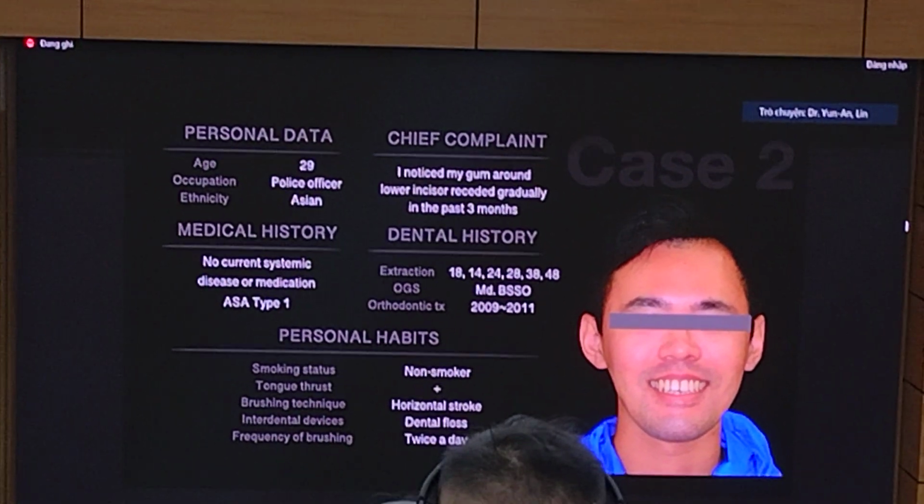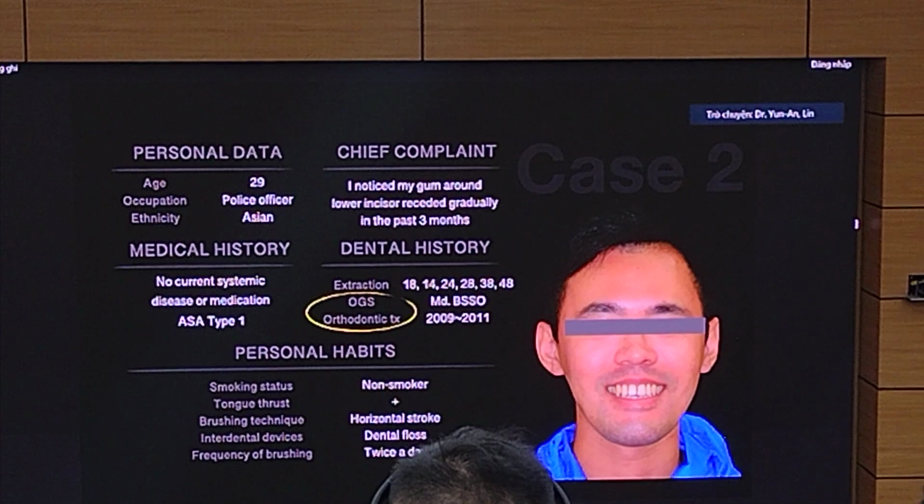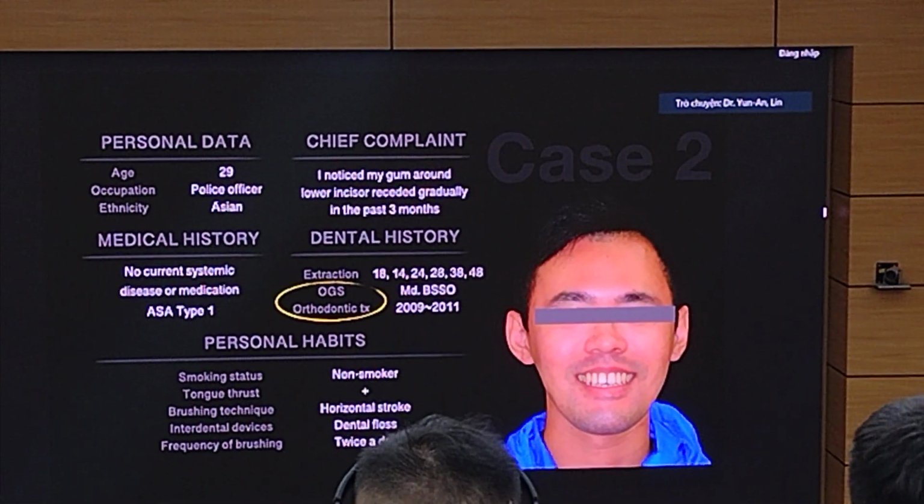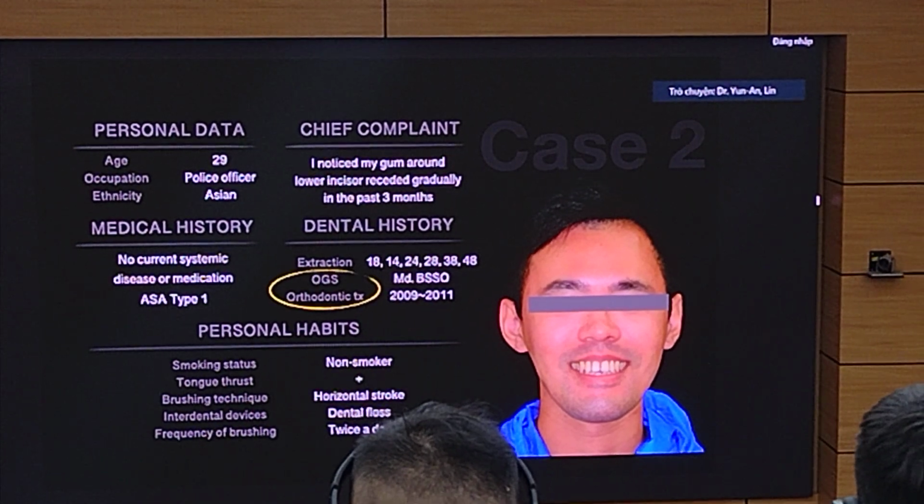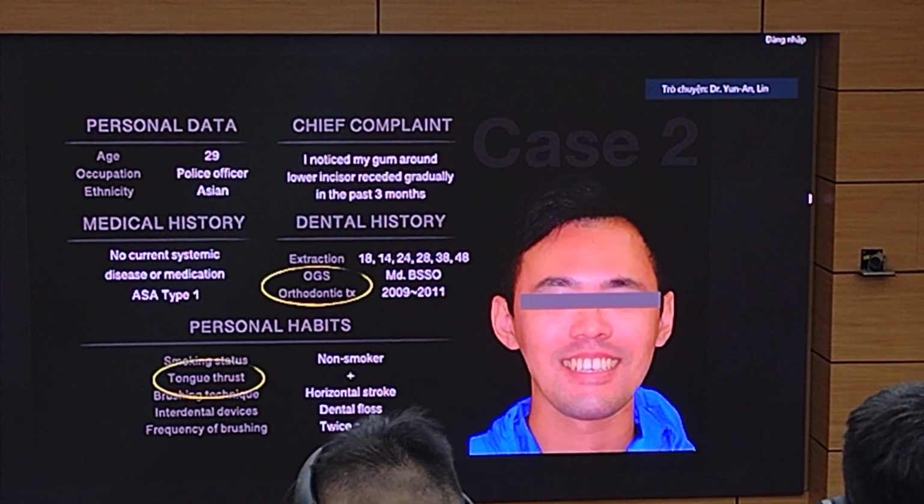He didn't have any underlying disease or take any medication. With regard to his dental history, he received orthodontic treatment about 10 years ago. He was a non-smoker, but he had a habit of tongue thrust.